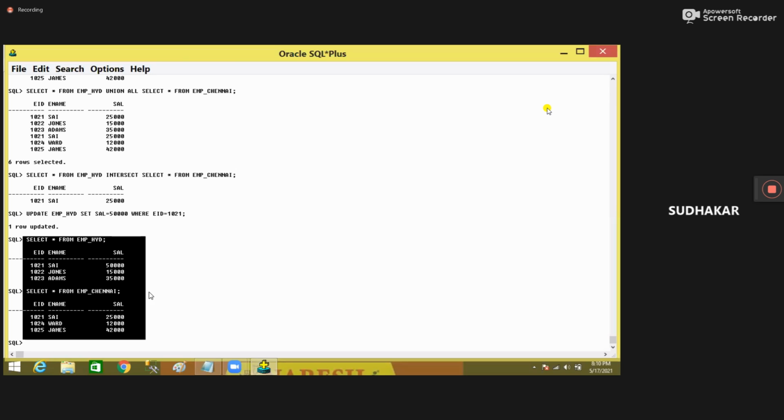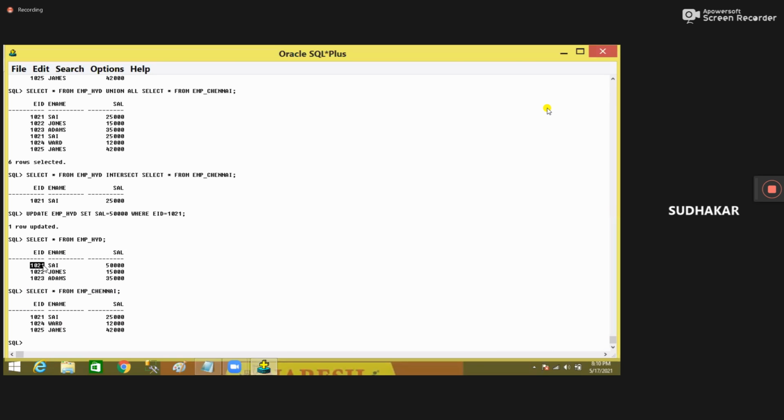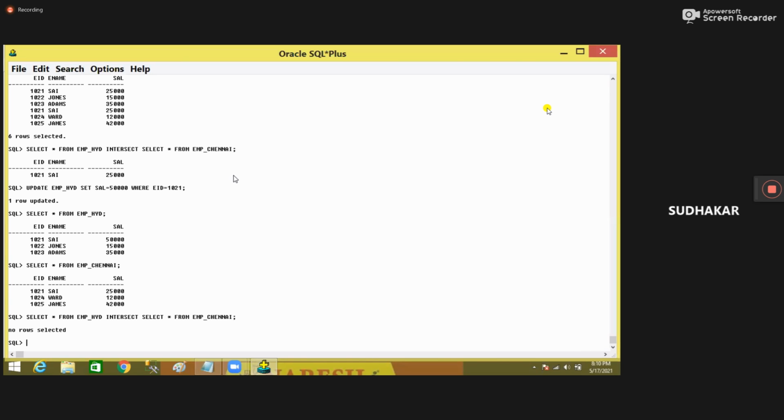Sir, why? Because here the employee ID number is matching and the name is also matching, but the salaries are not matching. Whenever salaries are not matching, there is no duplicate row data. In that case, if I use the same intersect, select star from Hyderabad intersect select star from Chennai, with the same query, then see, there is no result.